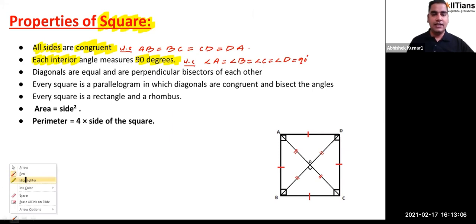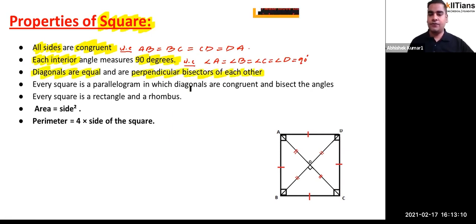What's the third thing you have? Third thing is diagonals are equal, and they are perpendicular bisectors of each other. So they bisect, but here they are bisecting at 90 degree, which is an important point to note. So what does third point say? Third point says diagonals are same.